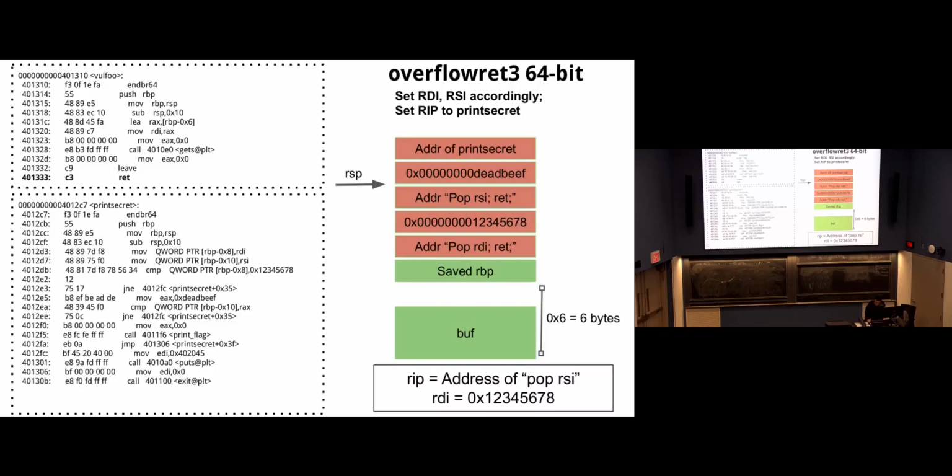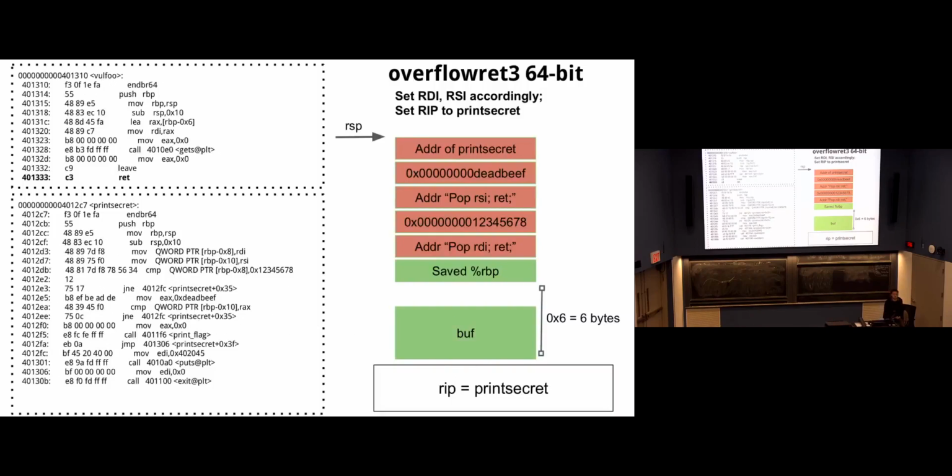After we do that pop, the RSP will move up 8 bytes. Then after that, RDI has the value and RSI has the deadbeef. RIP will have the address of return. Then we're going to execute return again. Now, when we execute return, the RSP points to the address of print secret. Then we return to print secret with the correct argument values. Okay? That is how it works.